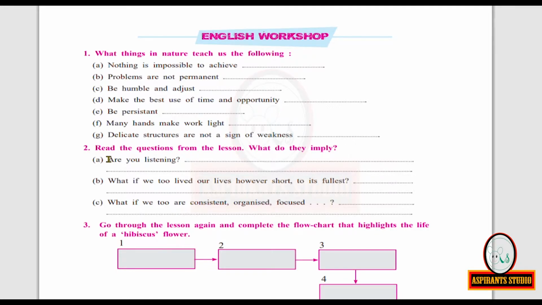Coming to the next question. Read the questions from the lesson. What do they imply? Are you listening? Write the answers. It implies that one must listen.